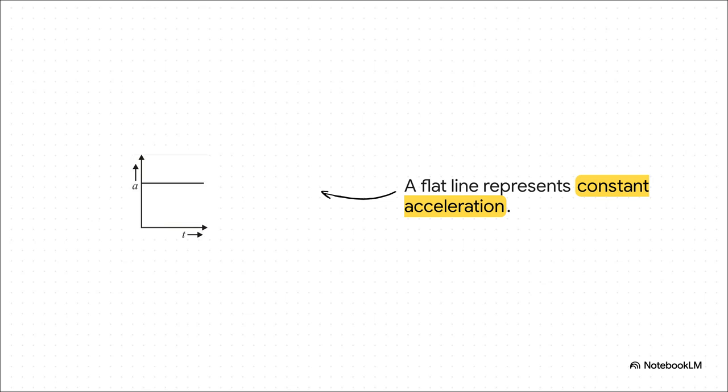Notice how incredibly simple it looks. It's just a perfectly flat, horizontal line sitting above the 0 mark. But what it actually represents is pretty thrilling. A flat line on an acceleration-time graph means constant acceleration. In the real world, this is the equivalent of you stepping on the gas pedal and holding it perfectly, unyieldingly steady. Your speed is increasing, for sure, but the rate at which you're speeding up stays exactly the same.